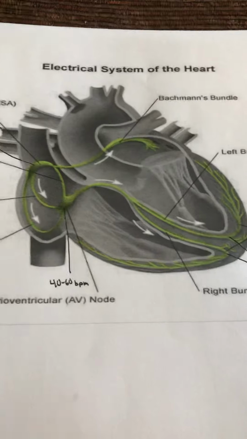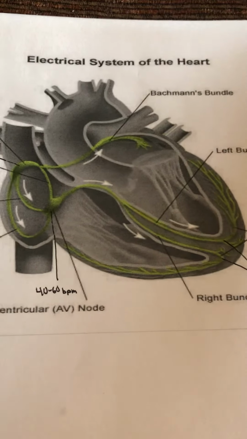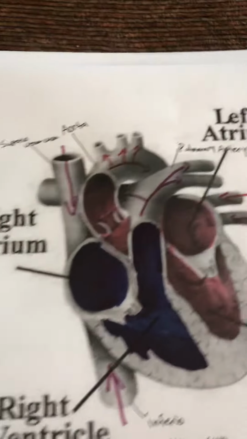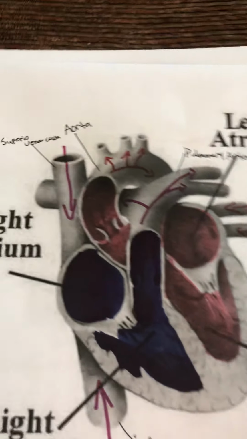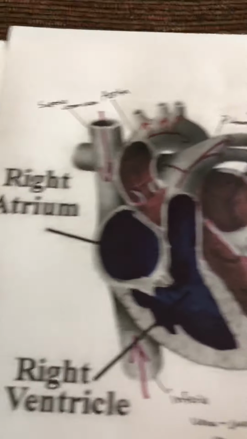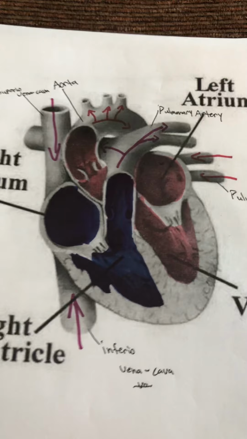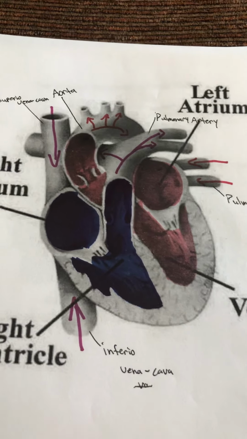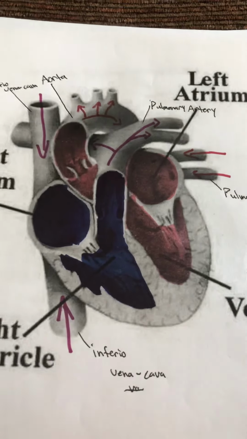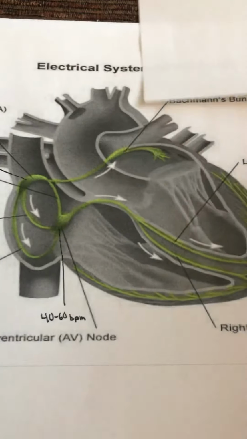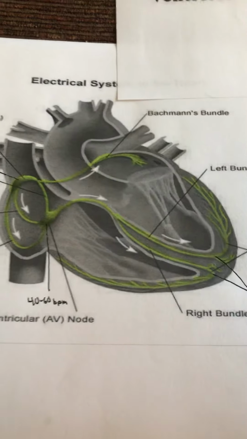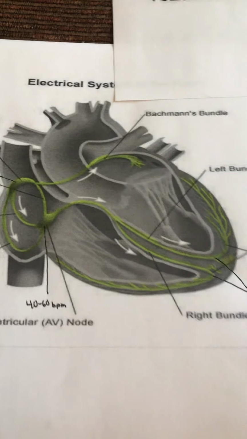So, the difference between mechanical and electrical is the mechanical function of the heart is the actual movement of blood, the actual contraction of the heart muscle that will move the blood through the body. And the electrical component is what keeps you in normal sinus rhythm.